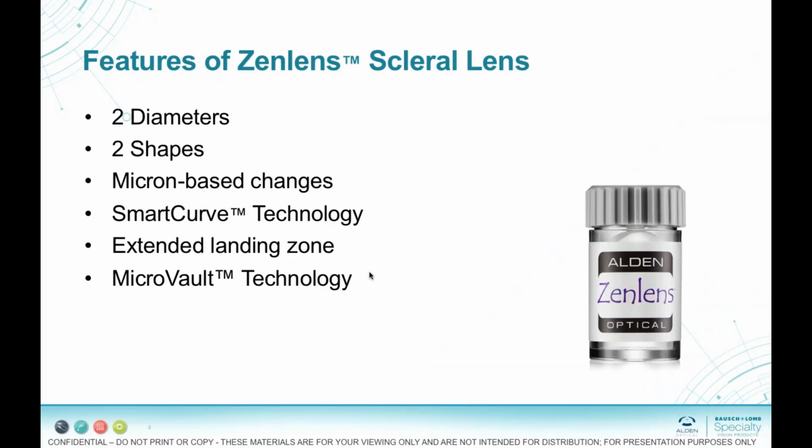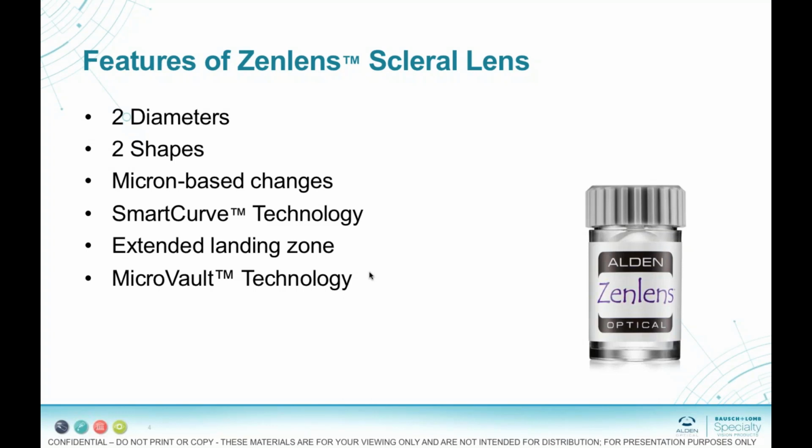So before we get into managing ocular surface disease with scleral lenses, I want to just give you a little background on Zenlens scleral lens. If you're not familiar, Zenlens started off as the standard set with 2 diameters, 2 shapes, thus trying to provide a scleral lens fitting set that could work for essentially any size or shape eye. The 2 diameters accommodate both large and small corneas. The 2 shapes accommodate both standard and reverse geometry needs.